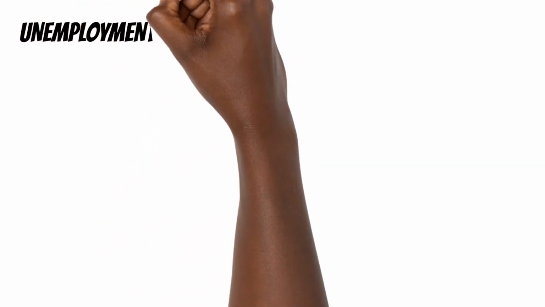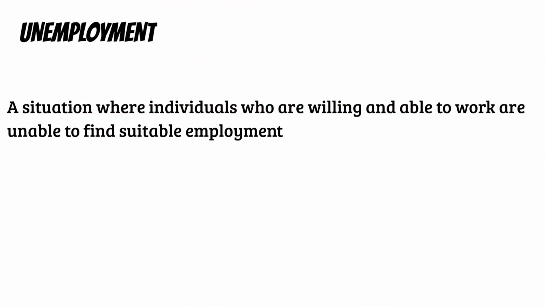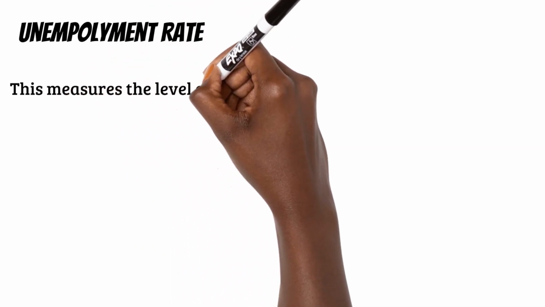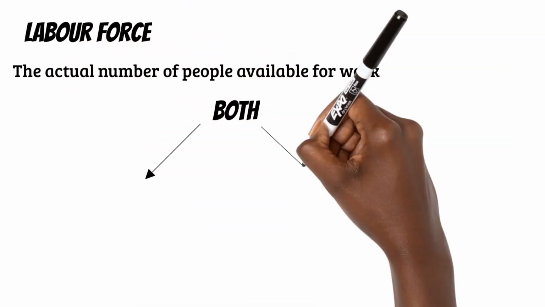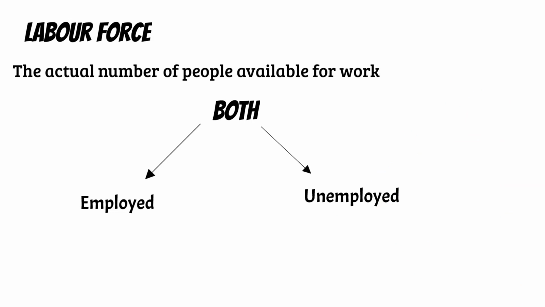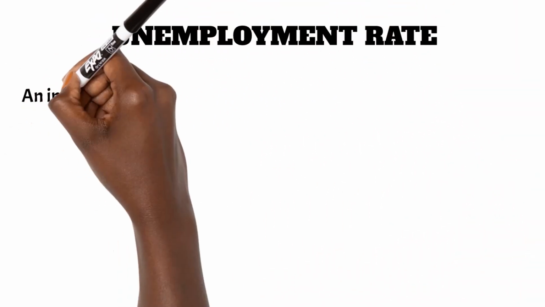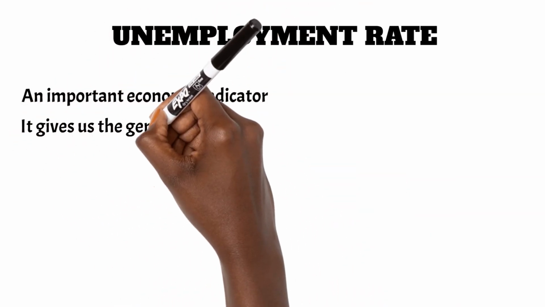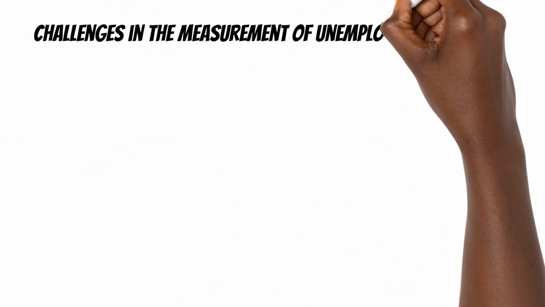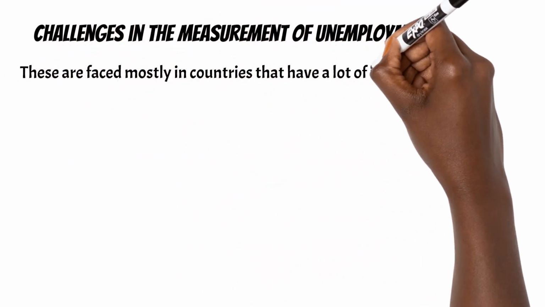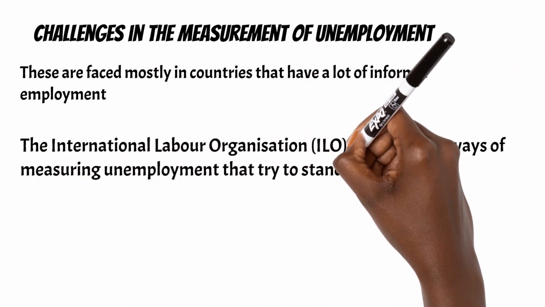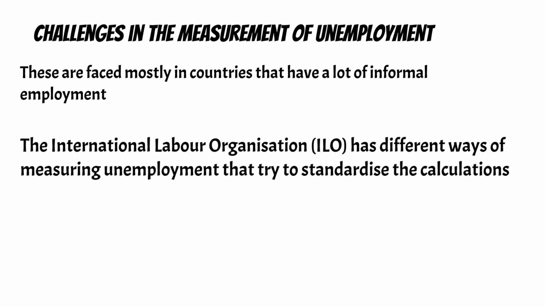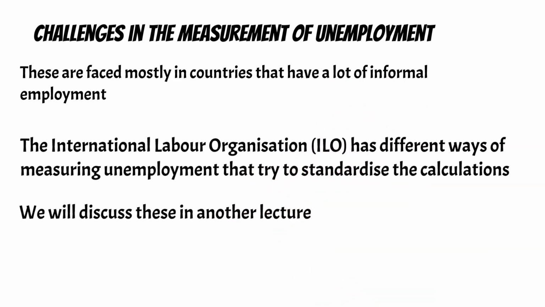Unemployment is a situation where individuals who are willing and able to work are unable to find suitable employment. It is measured by the unemployment rate, which is the percentage of the labor force that is unemployed. The labor force is deemed as the actual number of people available for work. Unemployment rate is an essential economic indicator as it gives us an idea of the health of the labor market and the economy at large. There are challenges and controversies in the measurement of unemployment, especially in economies where the informal sector is dominant. The International Labour Organization (ILO) has different ways of measuring unemployment which can help resolve such controversies, but the discussion is beyond the scope of this lecture.